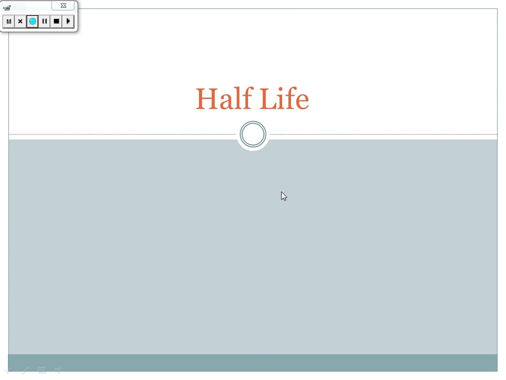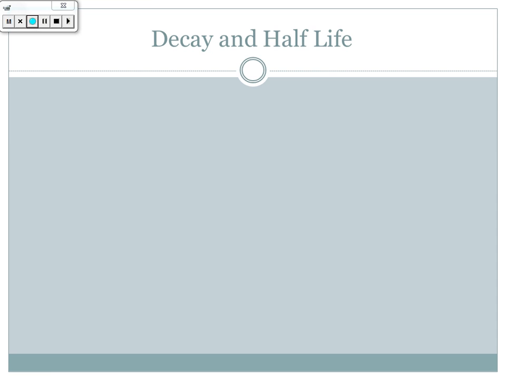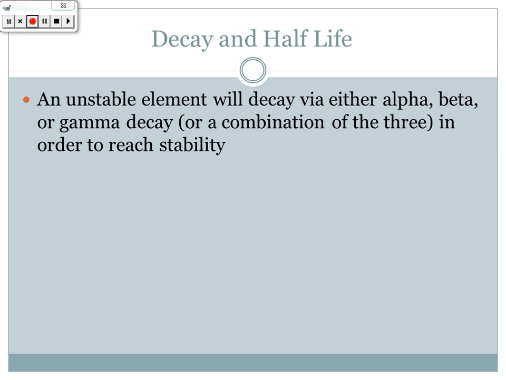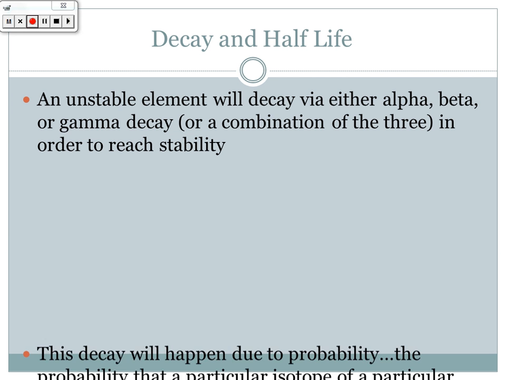Alrighty guys, tonight we're going to be talking about half-life. So decay and half-life. Now, an unstable element, you guys know this, you've heard me say it many, many times, is going to decay via either alpha, beta, or gamma decay, or a combination of the three, in order to reach stability.